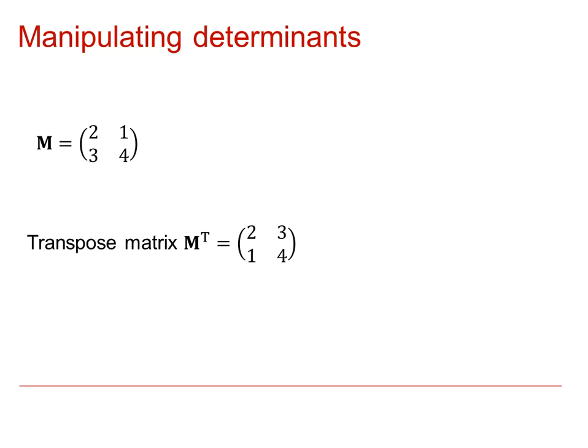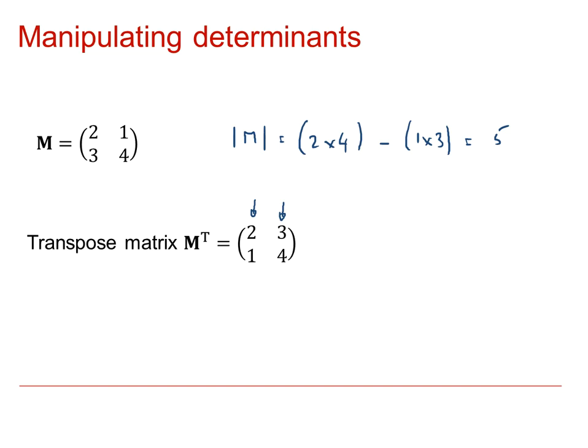So if we've got a matrix M which is 2, 1, 3, 4, then obviously the determinant of that is 2 multiplied by 4 and then minus 1 multiplied by 3, so giving us a value of 5. The transpose of the matrix is where we write what were originally rows as columns. So we've now got the first column as being 2, 1 and the second column being 3, 4.